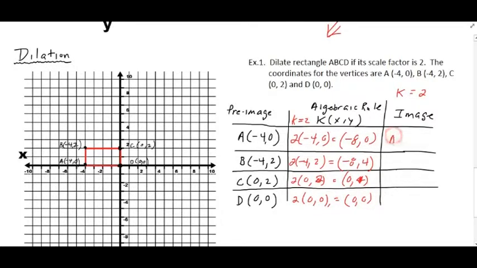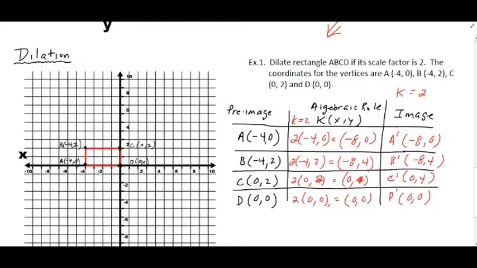So now I'm getting ready to transform my pre-image to my image. A prime will be (-8, 0). B prime will be (-8, 4). And C prime will be (0, 4). And D prime will be (0, 0). Technically, I'm done. I can use the algebraic rule every time and dilate. I do not have to go on an XY plane and do this graphically. Not geographically, but geometrically, sorry.